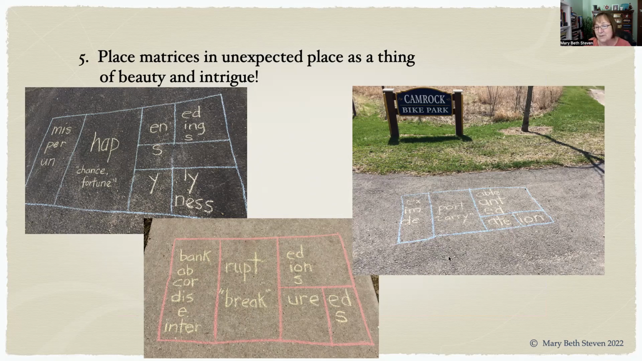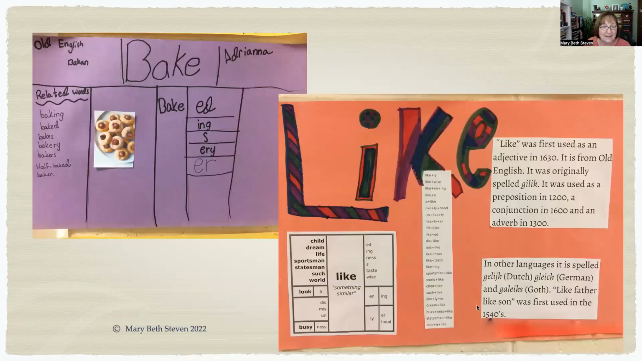And then we also have a bike path. And I thought the PORT base there would be perfect, having a denotation of carry. So people might stop and give it a look. You never know. Here's another example. Those other ones could also be put on a playground, right? But these could be put around the building as well. Here's one for BAKE, right? Baked, baking, bakes, bakery, baker.